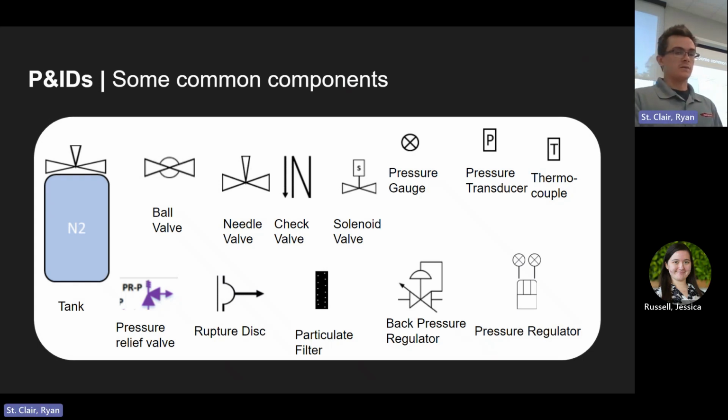Next up is a particulate filter. So this is just like a black box with some dots on it. And particulate filters do exactly that. They filter out particulates in the system.